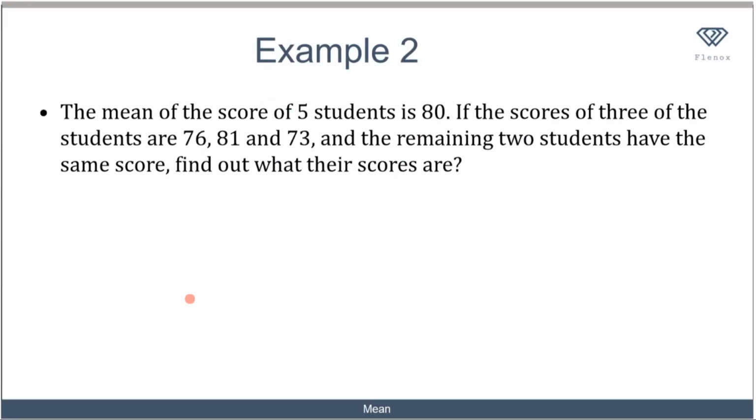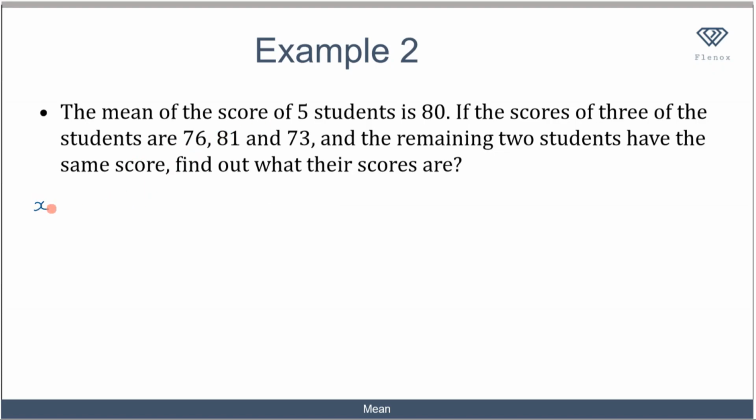So let's take a look at another example. In this example, we are told that the mean of the score of 5 students is 80. If the scores of 3 of the students are 76, 81 and 73, and the remaining 2 students have the same score, find out what their scores are. So this is like a simple application of the mean.